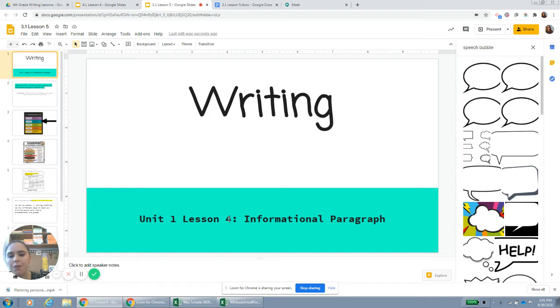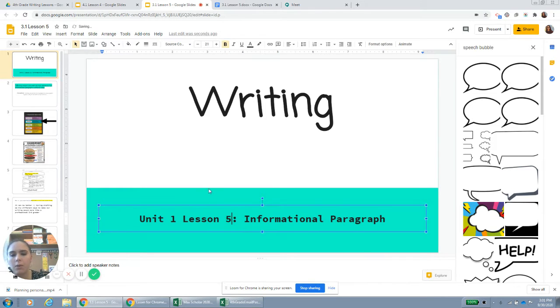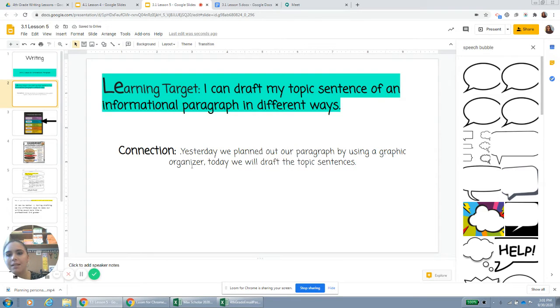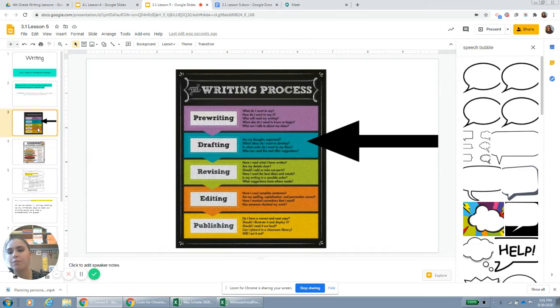Hello. Today for writing, we will be continuing our lesson on informational paragraph. Today's learning target is: I can draft my topic sentence of an informational paragraph in different ways. Yesterday, we planned out our paragraph by using a graphic organizer. Today, we will draft the topic sentence of our paragraph in different ways.